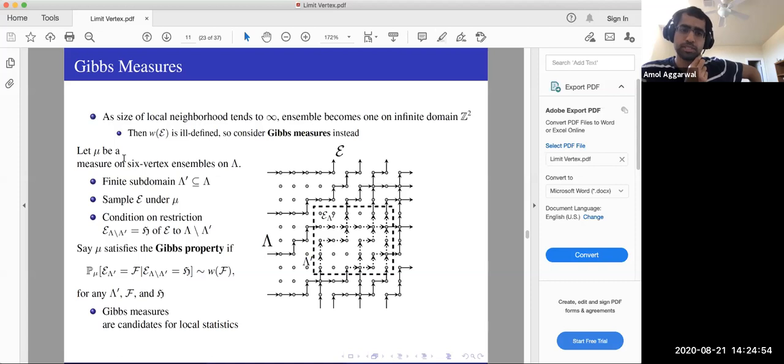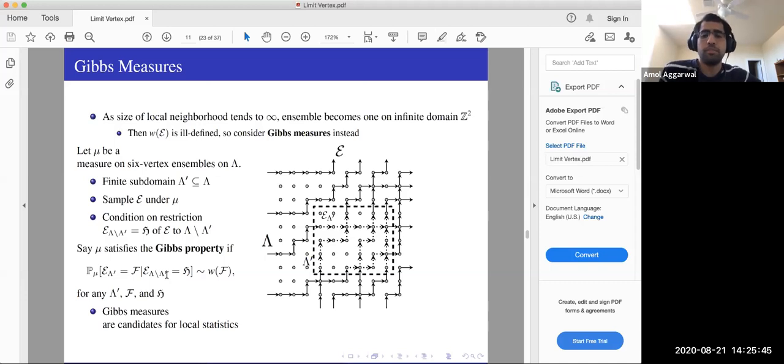If I take a measure mu on the family of all possible six vertex ensembles on some infinite domain lambda, let's suppose I restrict to some finite domain lambda prime. I've depicted that by this dashed square here. I sample a big six vertex ensemble on all of lambda, and then I condition on everything outside of the subdomain lambda prime. Then I'll say that mu satisfies the Gibbs property if, conditional on everything outside of lambda prime, on the inside of lambda prime it is a six vertex model, which makes sense because now lambda prime is finite. More precisely, the probability that the restriction of the ensemble is some f, conditional on everything outside, is proportional to the weight of f.